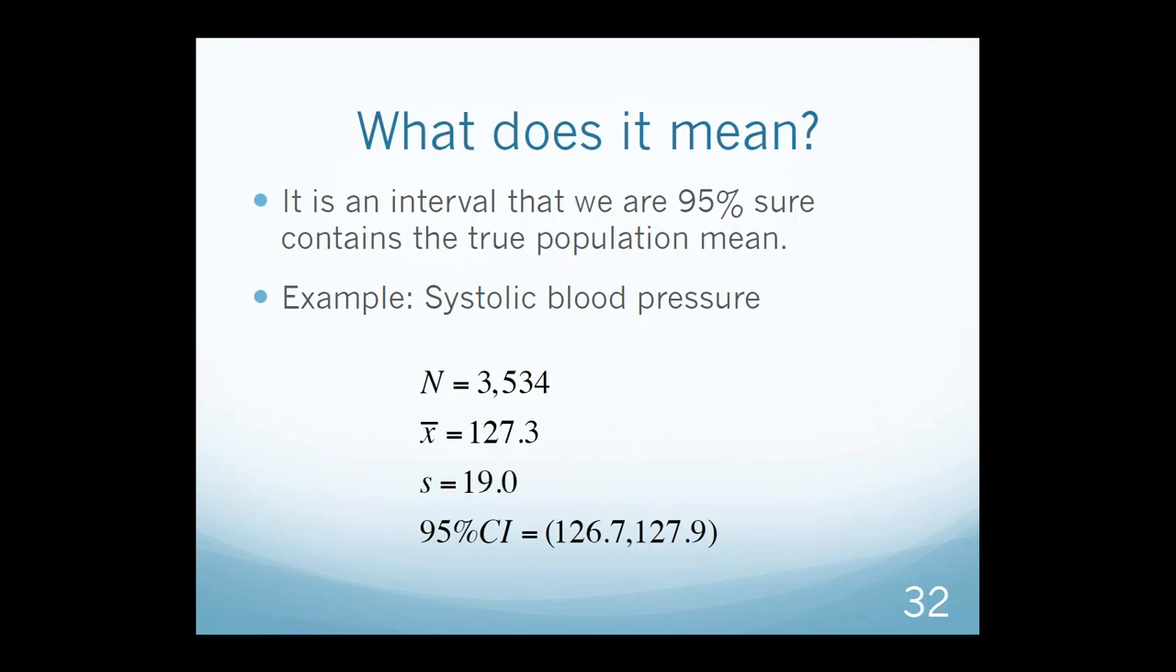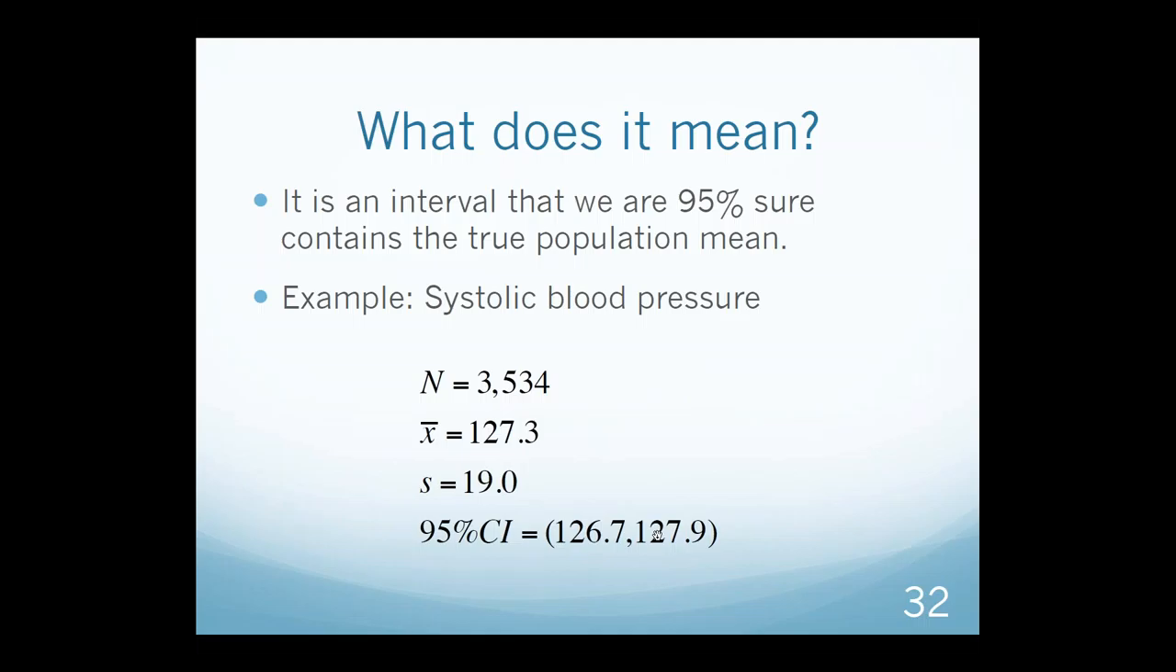So there's an example, which is systolic blood pressure, and we have around 3,000 patients. The mean systolic blood pressure of all 3,000 patients is 127, and the standard deviation of patients' systolic blood pressure is 19. When we plug those numbers into the formula, our 95% confidence interval says the mean will fall between 126 and 127.